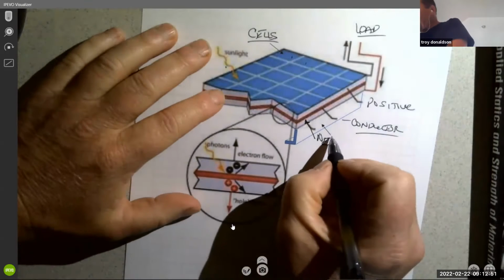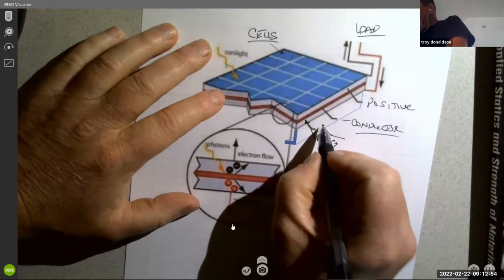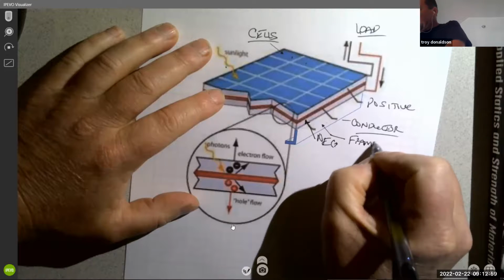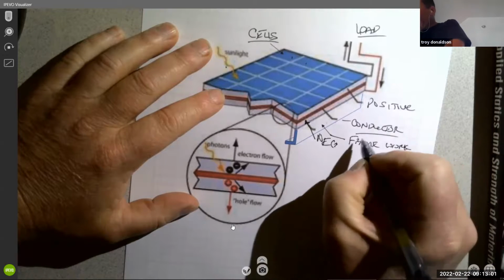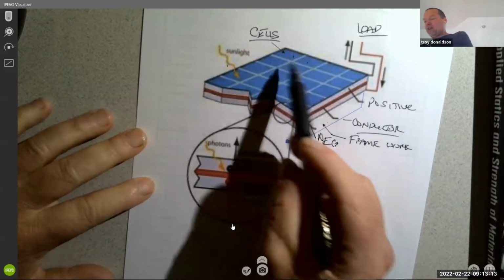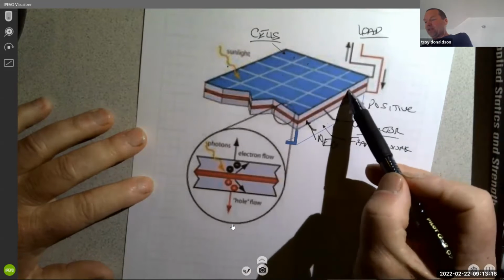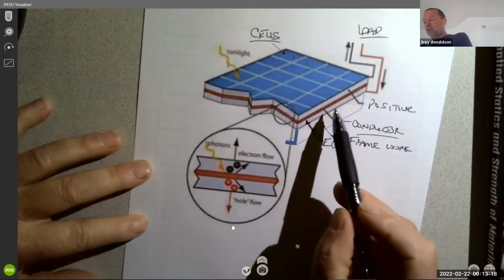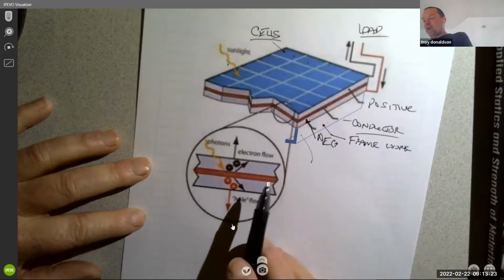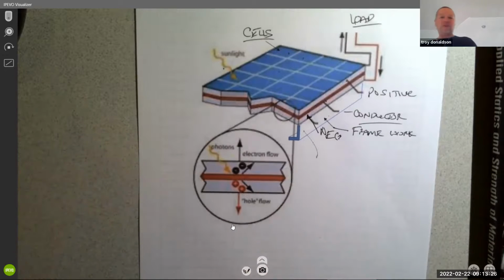Now there was one more arrow in there and I don't even know if you could see it, but this is essentially the framework. So all solar panels are going to have some kind of frame. That can be an aluminum frame. Steel is not good because it's super heavy, but there are some steel framed solar panels out there. So we have cells, we have a positive material, we have a negative material, and then we have a conductor between those two materials. And then usually there's some kind of frame. That's what I was looking for.